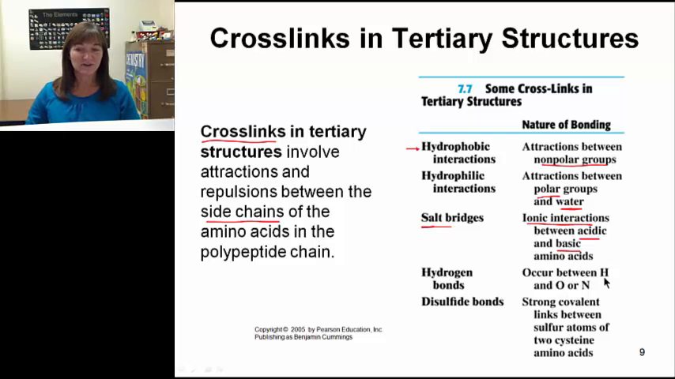Hydrogen bonding is going to occur when you have a hydrogen directly bonded to an oxygen in your amino acid R group, or a hydrogen directly bonded to a nitrogen. And then the last one is the disulfide bond, and that's only going to occur between 2 cysteine molecules, because cysteine is the only thiol we had. So it is the strong covalent link between sulfur atoms when you have two cysteine amino acids bond. So I do want you to know these. Okay, so there's 5 cross-linkings that occur, and I want you to be able to point them out or know which one they are.